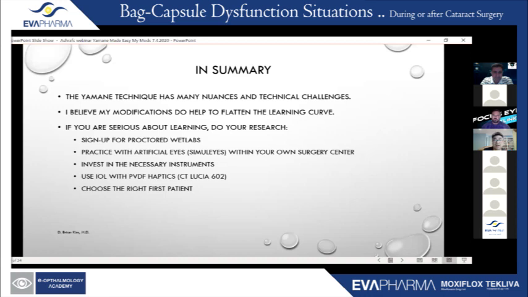We have a Simulated Eye, which is an artificial eye in the US. And I don't know outside of the US, but if you can get yourself access to these fake eyes, I think it'll also help you practice, invest in the right instruments. And I kind of skirted the issue, but this technique is really ideal for the haptics that have polyvinylidene fluoride haptics, like the CT Lucia 602 lens. If you don't have access to it, it'll be quite a challenge.